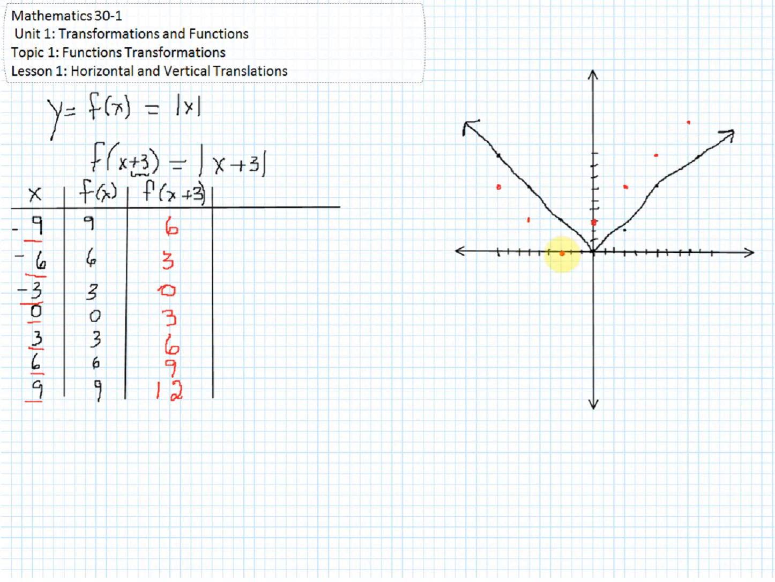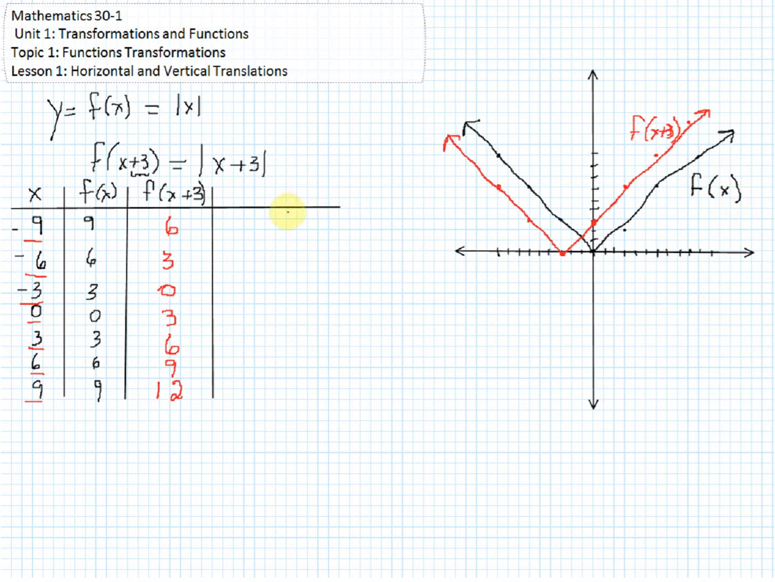And we can see that this produces our same distinctive absolute value shape, only now rather than being translated up, we've been translated to the left. So we have f of x plus 3, and this has produced a translation of 3 to the left. And let's just label our black one, and we have just f of x.